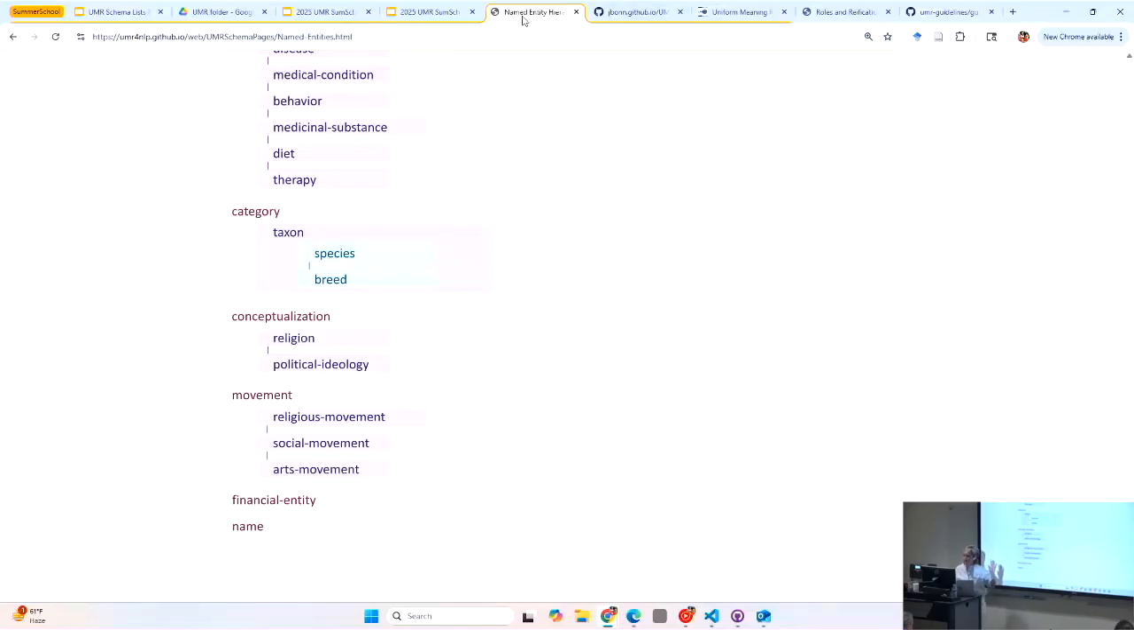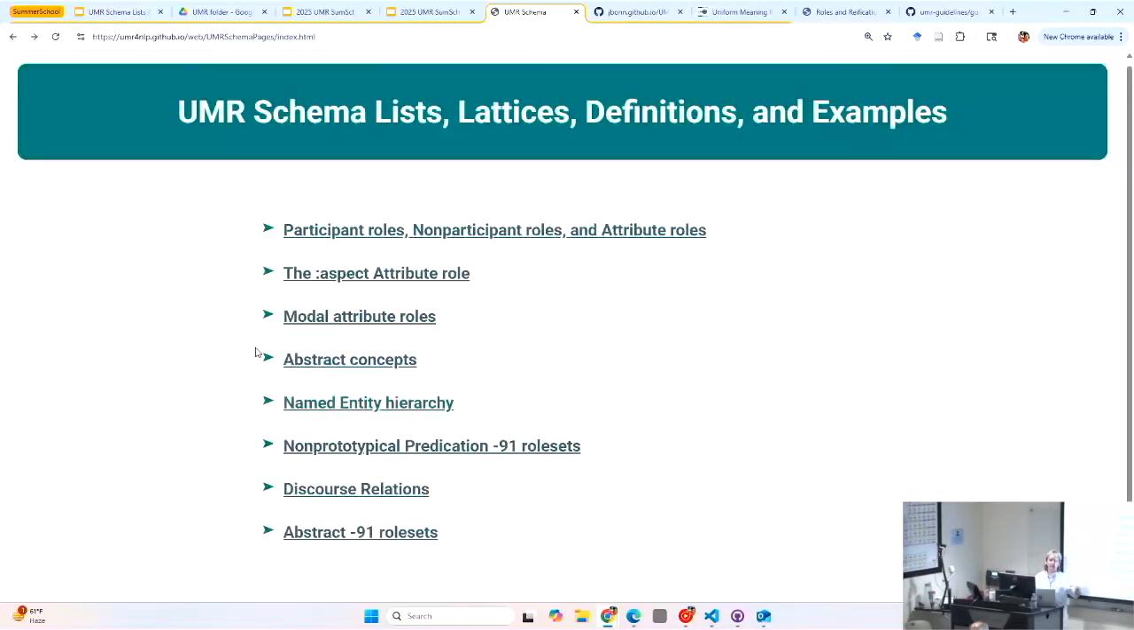Okay, so those are the named entity types. Everything else about the named entity annotation is the same as in AMR, other than that you don't have to do wiki if you don't want to.